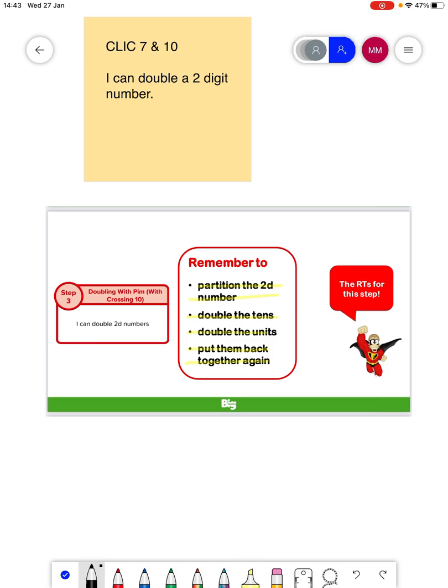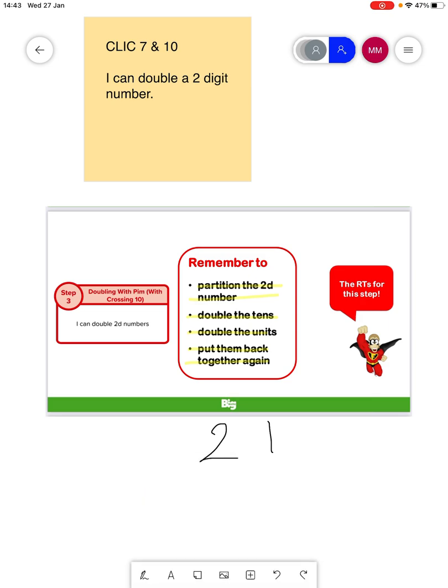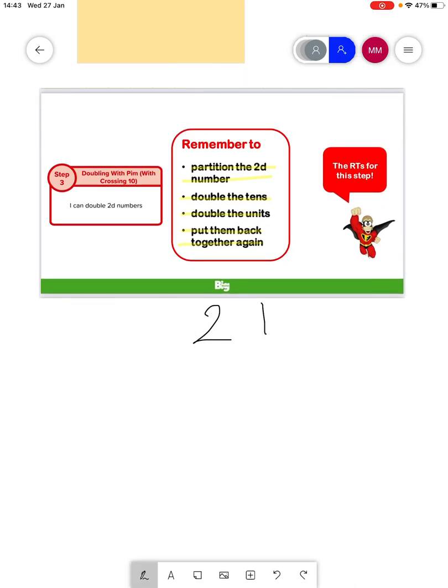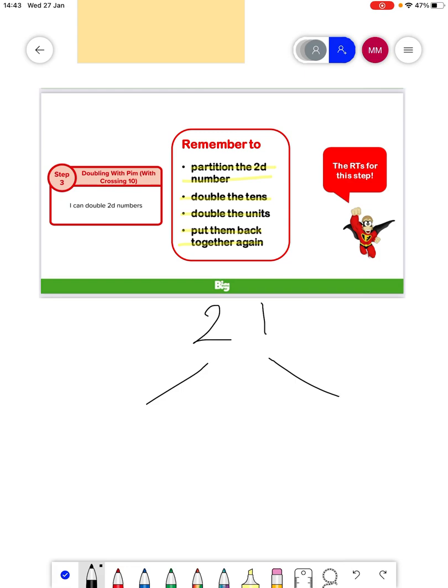If I asked you to double the number 21, step number 1, remember, is to partition the 2-digit number. So let's get our sticks out and let's partition. Here I have how many tens, boys and girls? Yes, I have 2 tens, which is written as 20. 2 and a 0, 2 tens. And how many units do I have here? I've just got 1 by itself. So that says we've completed step number 1.